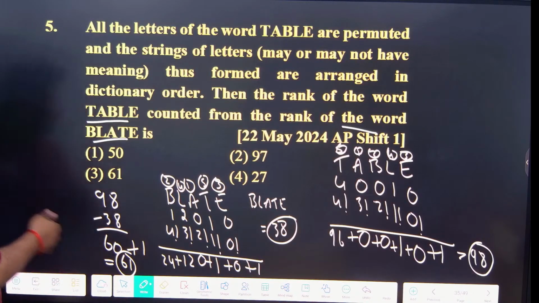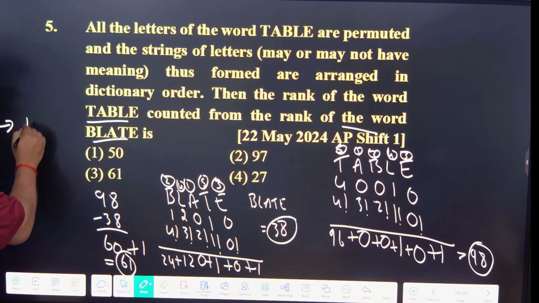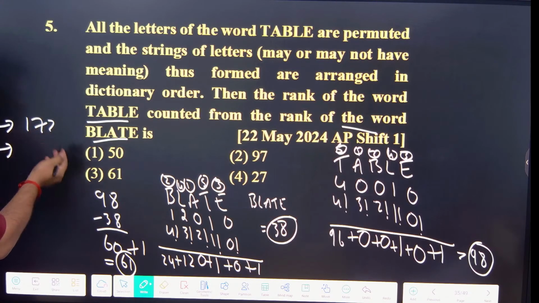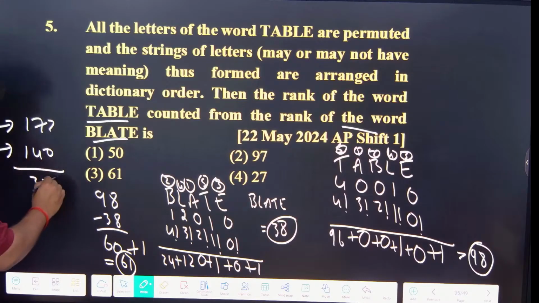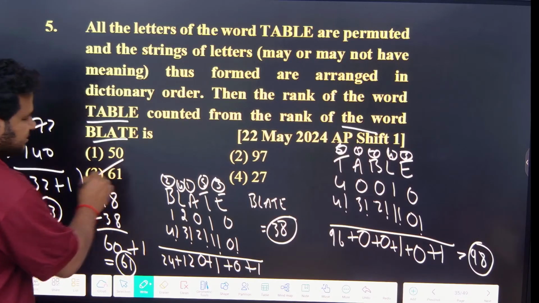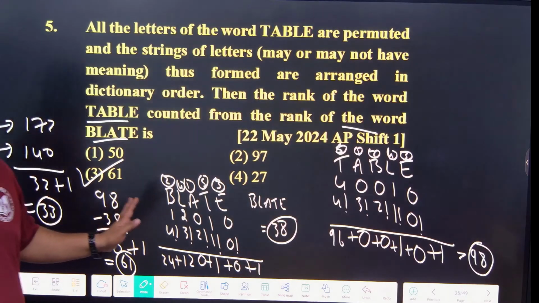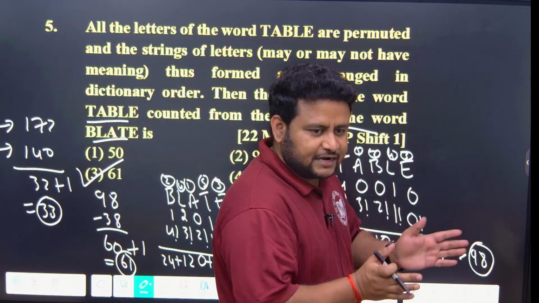Suppose they have asked the rank of some word, say 172, counted from the rank of another word, say 140. What will you do? 172 minus 140 is 32. But this 140 is also included, so plus 1. The answer is 33. So here the answer is 61. Understood everyone? How to do such questions? Clear? Just find the ranks of both, subtract, and add 1. That's all.